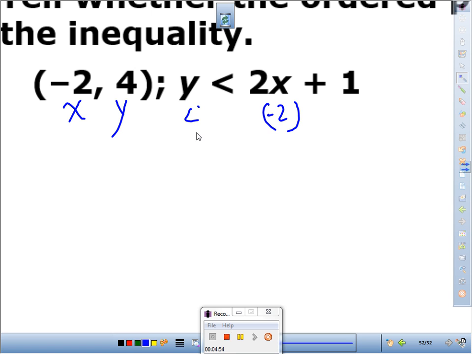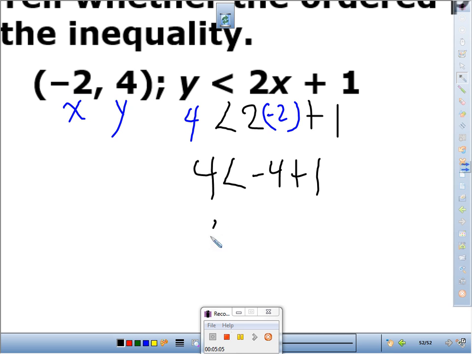4. And then you bring everything else down. So this is 4 less than, what is 2 times negative 2? That's negative 4 plus 1. So what is negative 4 plus 1?